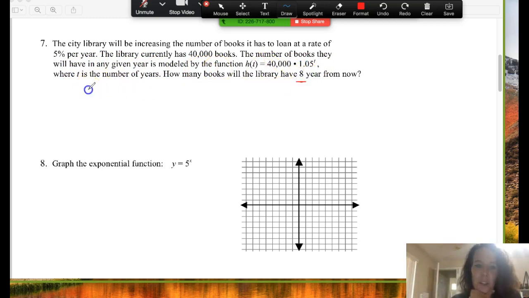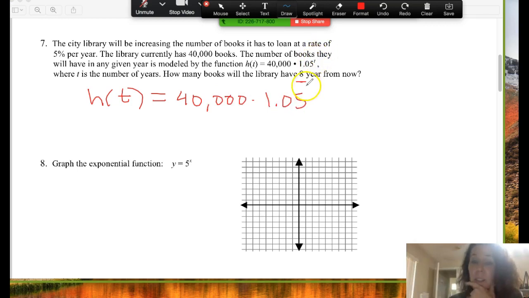Well, they give you the function. This is why this is much simpler than it looks. H of t is, you start out with the 40,000 books you have, and you're going to multiply that by 1.05 to the t. T is the number of years. So I'm going to start with the number I have. That's why you go 40,000 times 1. And then you're going to multiply it by 5% more. So it's going to add 5% more, and you're going to do that the number of times you have here, t times. Okay. So this is an exponential equation or function.